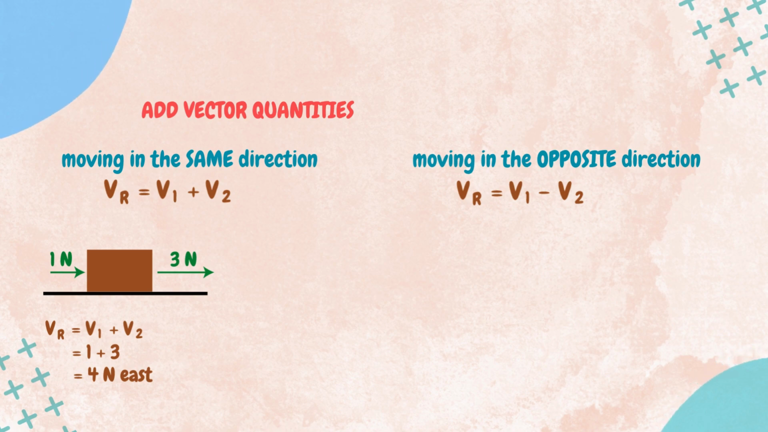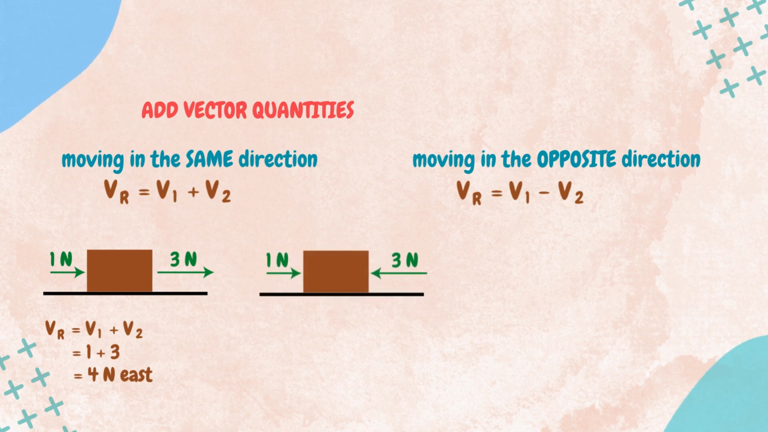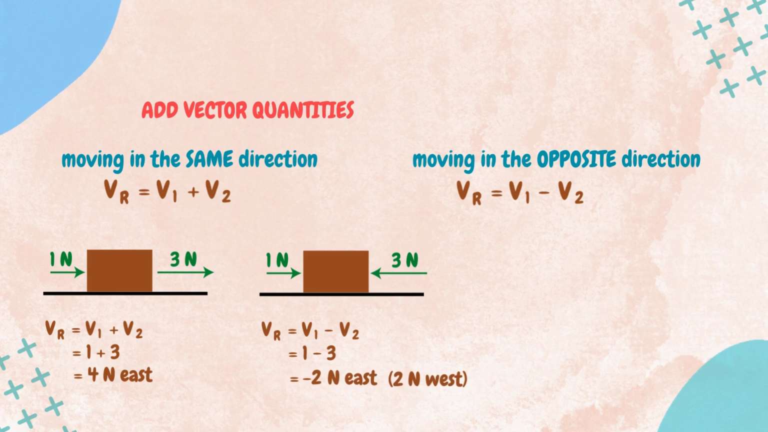The second example. Find the resultant vector when a 1 Newton vector moves an object toward the east, while a 3 Newton vector moves it toward the west. In this instance, vectors are moving in the opposite direction, so the resultant vector is equal to v1 minus v2. v1 is equal to 1 Newton, and v2 is equal to 3 Newtons. 1 minus 3 gives negative 2. Therefore, the resultant vector is equal to negative 2 Newtons east, or 2 Newtons west.